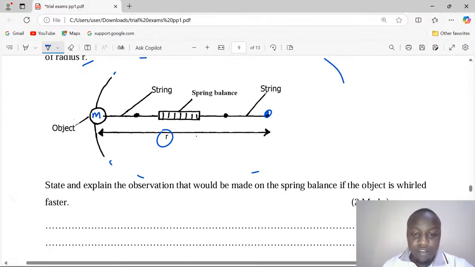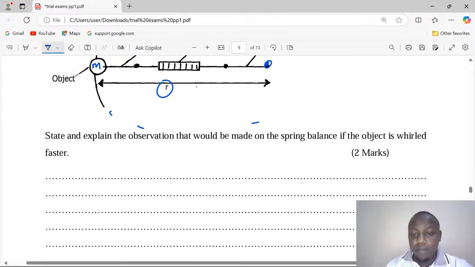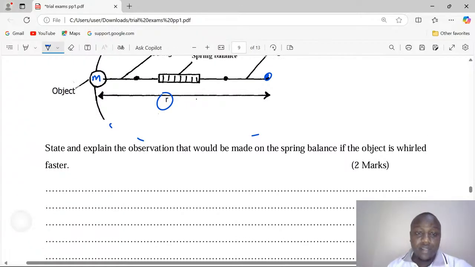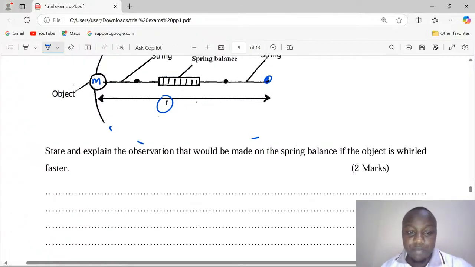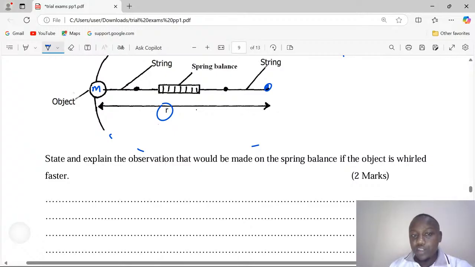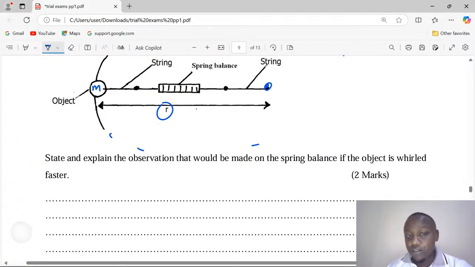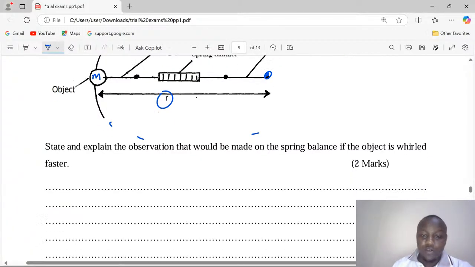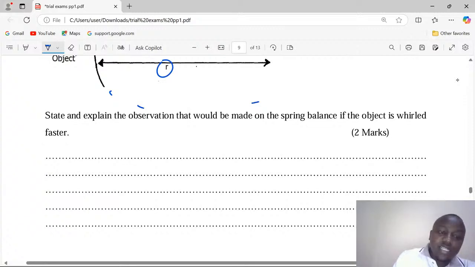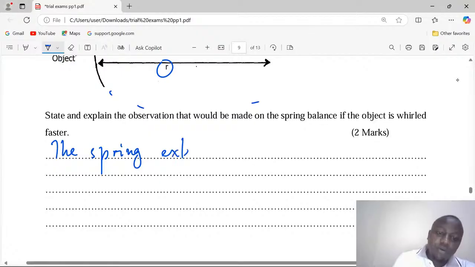State and explain the observation that would be made on the spring balance if the object is whirled faster. Whirled faster means that we are increasing velocity. So the velocity will also increase the centripetal force required. And you know the spring balance is going to record centripetal force. So we say that the spring extends more.